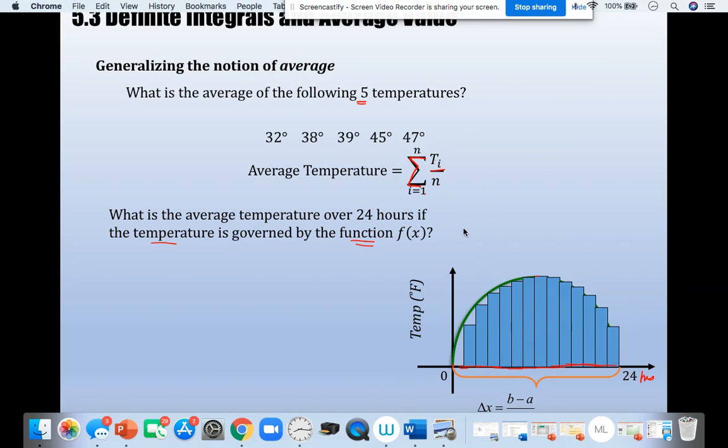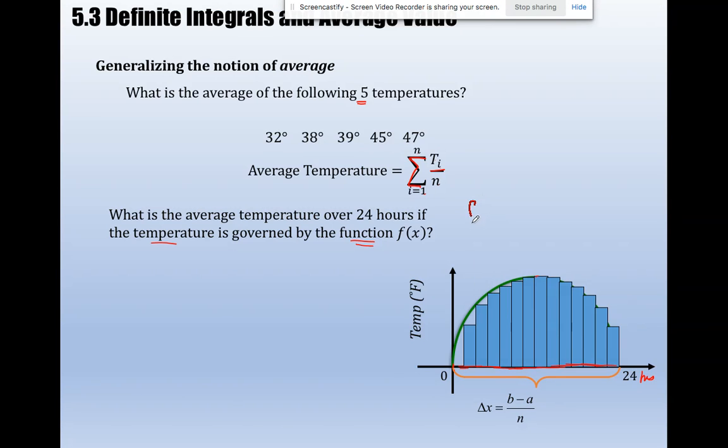But again, talk to me if I'm integrating heights, what units are my heights in? Degrees Fahrenheit. What units are my dx's in? All these dx values are hours. So I'm going to get some number out of that, and the units are degree hours? Huh? I don't get it.